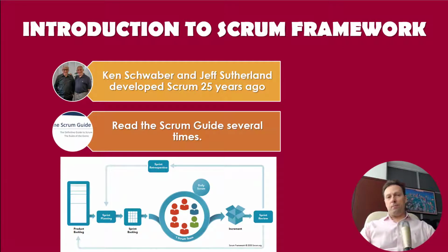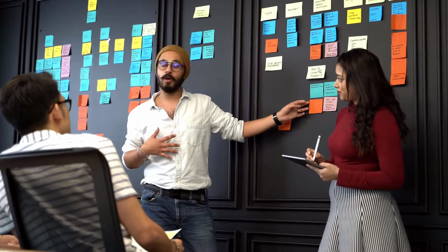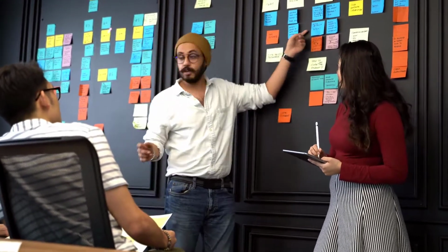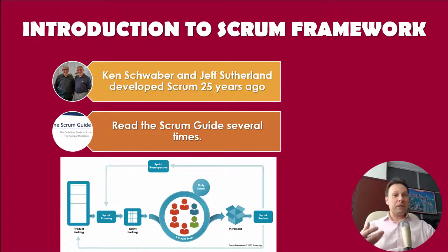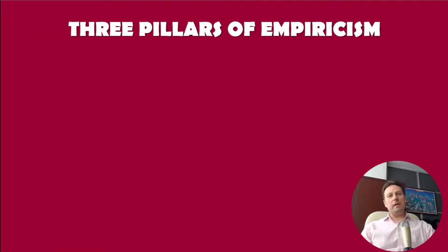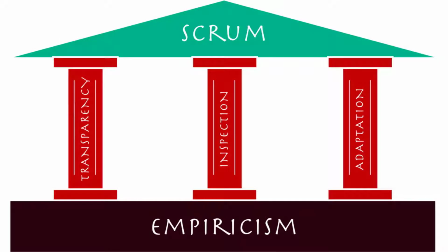Scrum uses an approach that is both iterative and incremental. You never go very long before assessing where you are with the product. This enhances predictability and mitigates risk. And Scrum is based on the 3 pillars of empiricism: transparency, inspection, and adaptation.